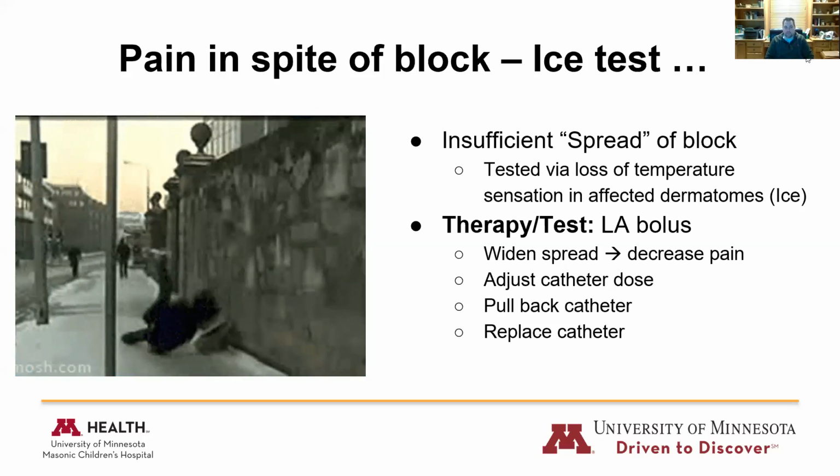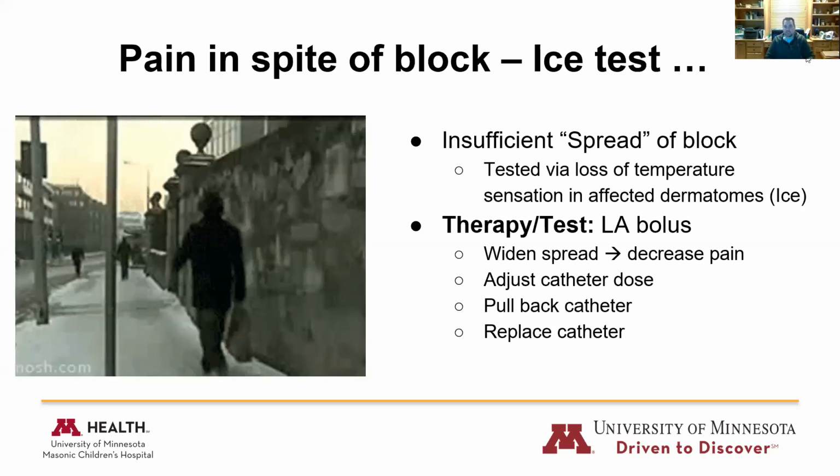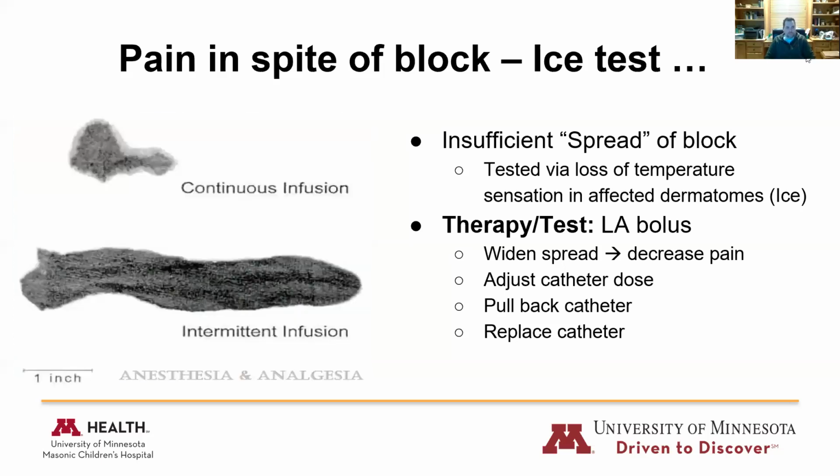If it seems like we are not in the right range, if the numbness seems to be outside the targeted area, what we often do is a local anesthesia bolus, and the reason for that is explained here. Why they look like turds, they are not turds, I can assure you of that. Those are actually pictures of how local anesthesia spreads in the epidural space.